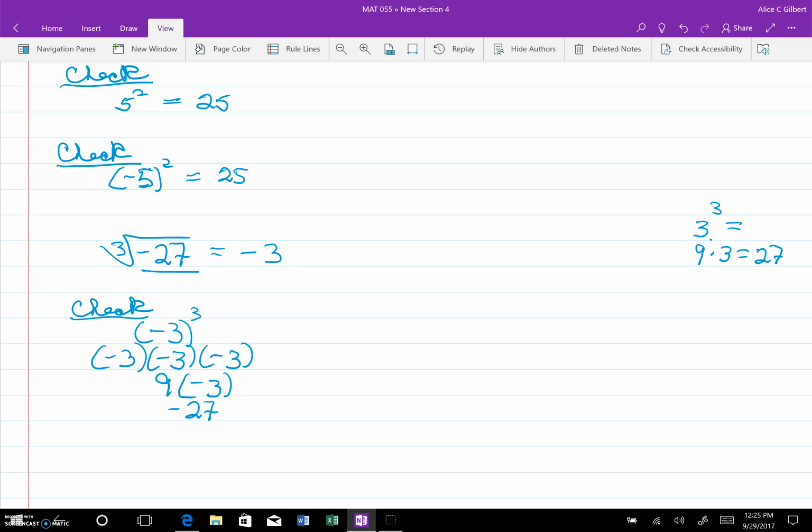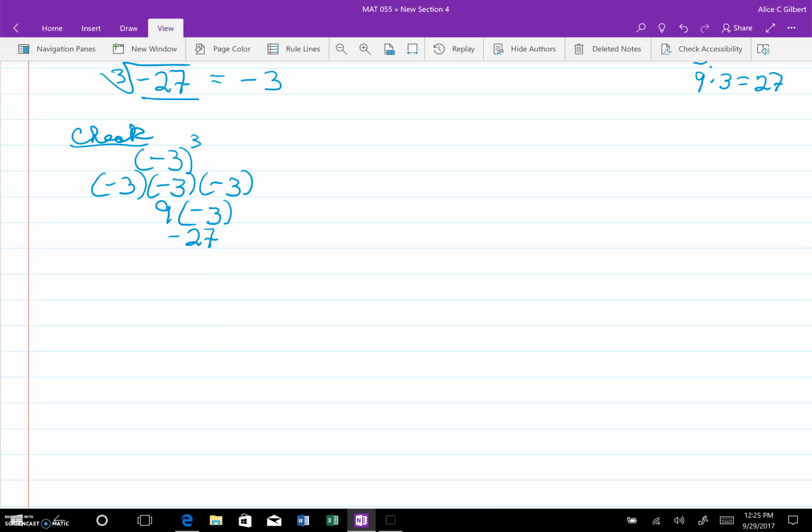So negative 3 works. Now, what is the difference between the square root of negative 25, where the answer is not a real number, and you need to use all of these words, and the cubed root of negative 27, where the answer is negative 3? What do you see is the difference?